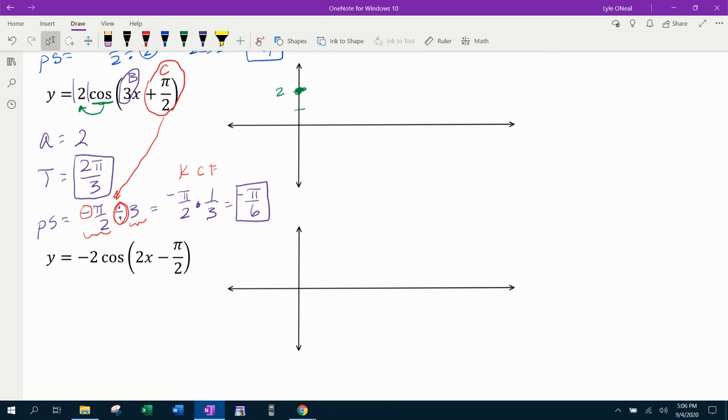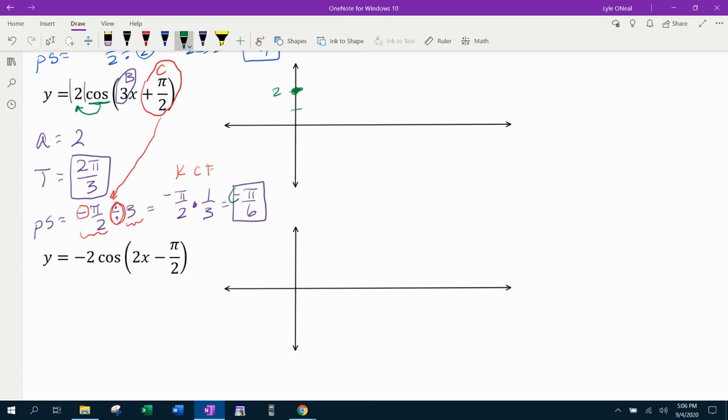So our wave is going to start up at 2 on the y-axis because it's cosine. Step number 2, phase shift. I've got a negative phase shift, and so I'm going to have to go to the left to negative pi over 6. And that starting point that was up at 2 is now going to be here. It's still up at 2, but it got shifted to the left a pi over 6. Okay, so there's the phase shift dealt with.